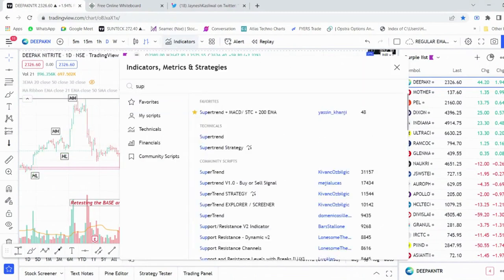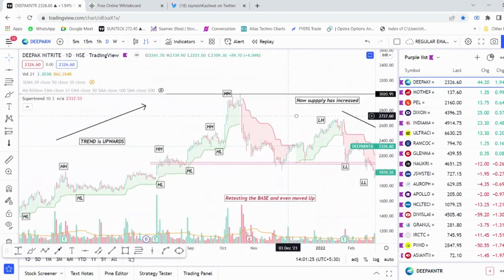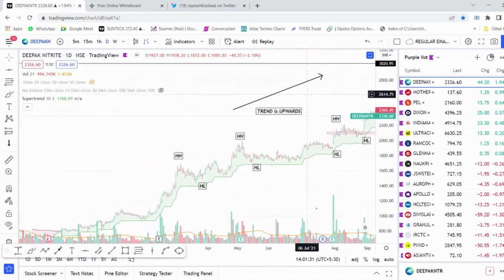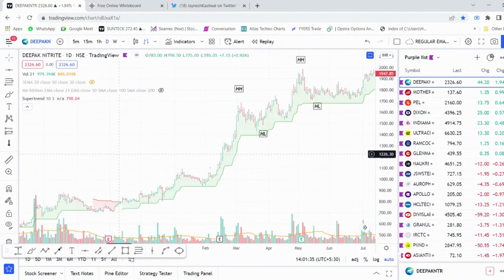Just type here super trend, right? So if you type super trend, you can see that there is an indicator. We will just click on the super trend, and now you can see that it shows red and green colors. These are basically buy and sell signals generated based upon the volatility or the ATR length. Now, not going into the detail of how the indicator is plotted or how the calculation occurs.